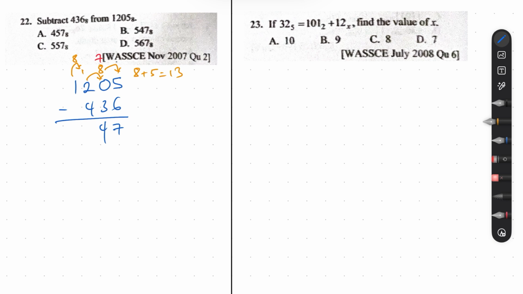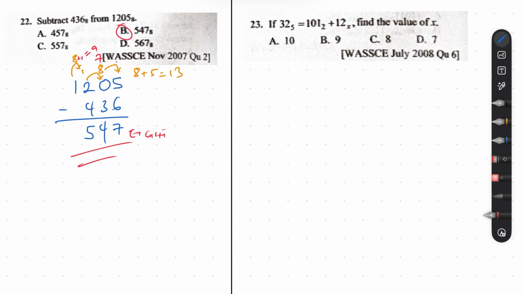8 plus this 1, which gives us 9. So this 9 minus this 4 will give us 5. And finally here we have 0 left, because we borrowed 1 from here, we are left with 0. So this is our answer, in base 8. Do you have that? 507 base 8? Yes, which is B. Okay, cool.